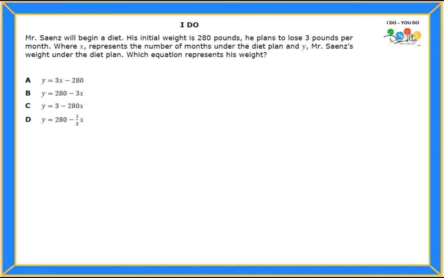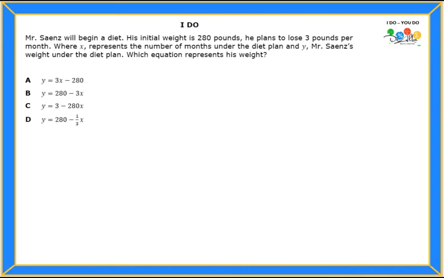Hello students, let's read the problem. And it says, Mr. Science will begin a diet. His initial weight is 280 pounds. He plans to lose 3 pounds per month, where X represents the number of months under the diet plan and Y, Mr. Science's weight under the diet plan. Which equation represents his weight?